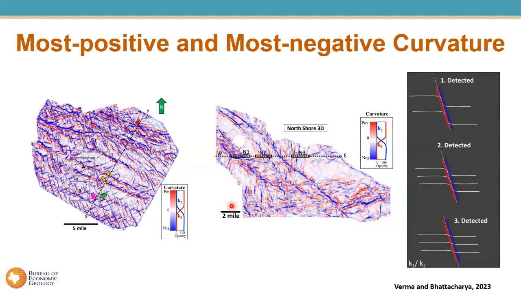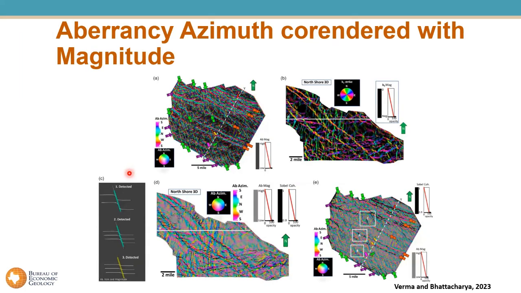Then we moved a step ahead with both most positive and most negative curvature, and there we could identify these three styles of faults: north-northeast to southwest, northwest-southeast to west, and along this orientation. One of the parts that was still not clear to us was which faults are older than other faults, based on the cross-cutting relationships that we geologists use to know which faults were reactivated later than other faults. And that's the time the aberrancy attribute was useful to an extent.